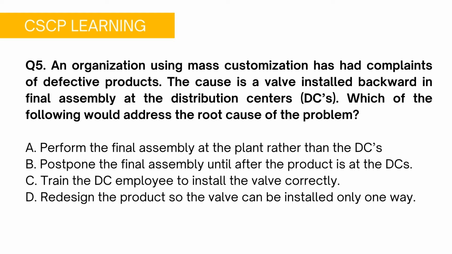Let's evaluate option D. Redesign the product so the valve can be installed only one way. Absolutely correct. Let me explain how. Number 1, by redesigning the product in such a way that the valve can be installed only one way, you have completely eradicated the chance of wrong installation. Number 2, you are still maintaining the mass customization strategy as defined in the question. You are just changing the product design, but final assembly, which means valve installation, will be carried out at the distribution center. The only difference is that now the employee will not be able to install the valve in the backward direction. So this is the correct answer.